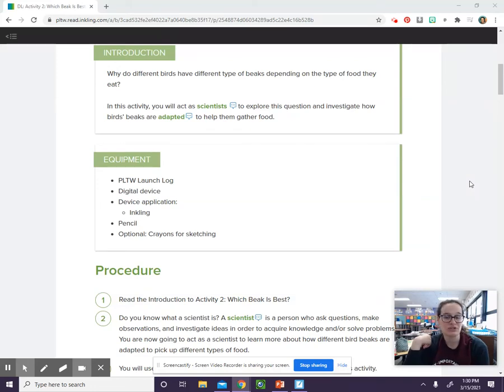Today we are going to explore bird beaks. You might be wondering, why do different birds have different types of beaks? Well, it depends on what type of food they eat. So in this activity, we will act as scientists who explore a question and investigate how bird beaks are adapted to help them gather their food.